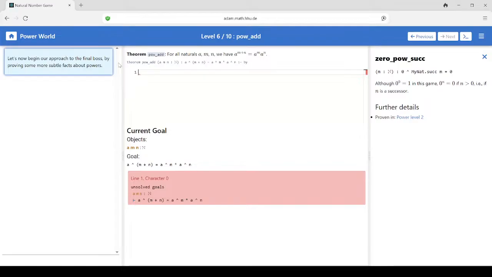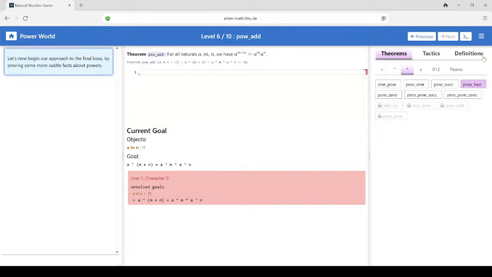I feel like it needs to use induction. I feel like it has to be induction. I don't know where else to start.